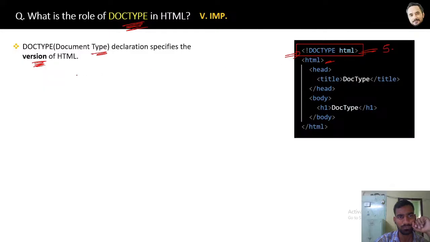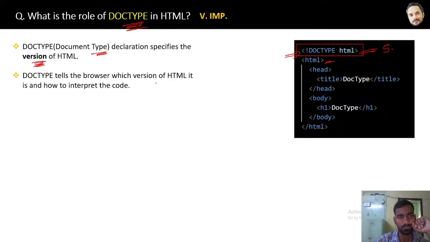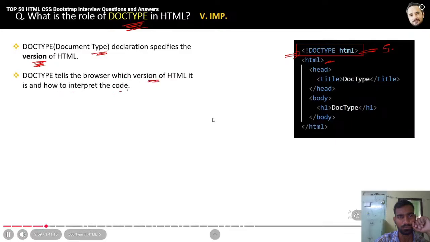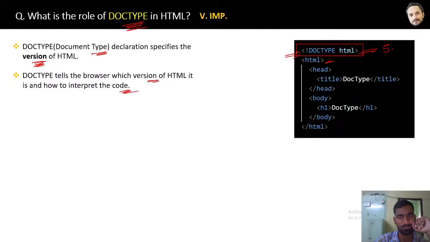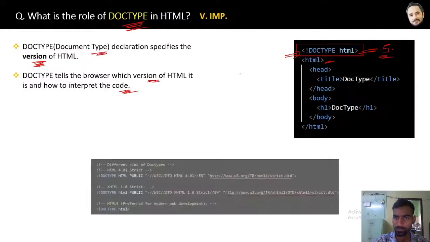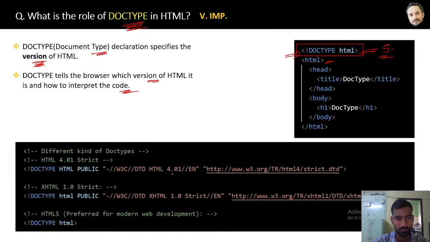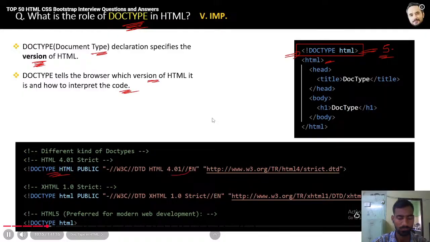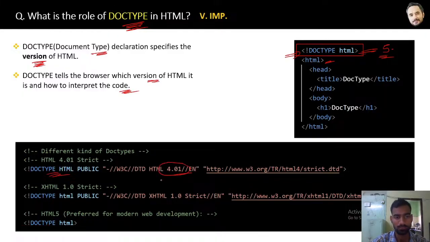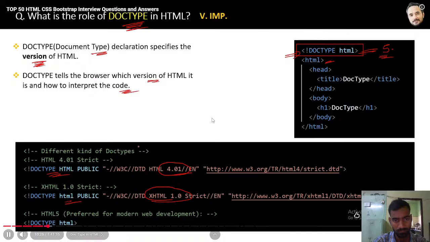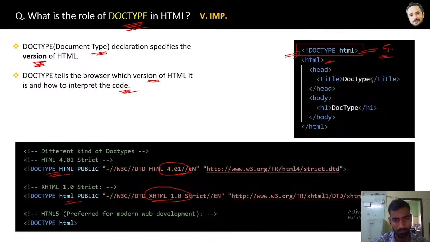Why we need it? Because doc type tells the browsers which version of HTML it is and how to interpret the code. So if the browser knows the version of HTML, then it will behave accordingly, as per the rules of HTML5 only. Okay, we also have some other document types like this. See here, first doc type line is HTML 4.01 version, which is basically the old HTML. Then the second kind is XHTML 1.0. So there are other versions also, but we are not interested in them anymore, because now we have the last one and the most preferred one, which is HTML5.